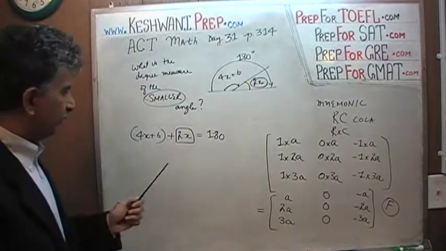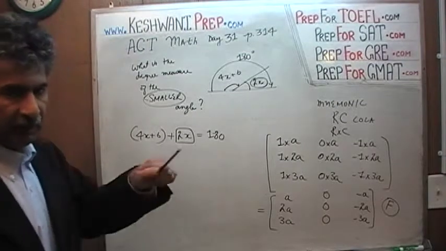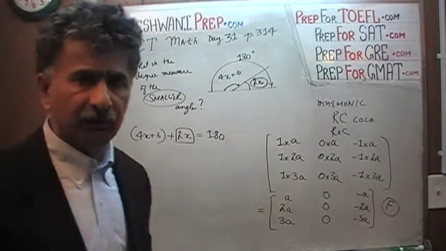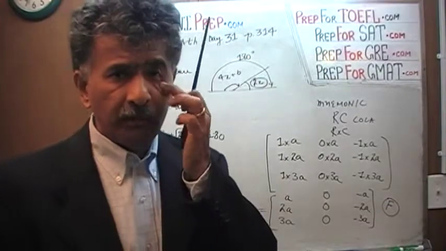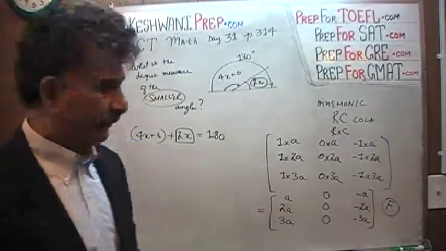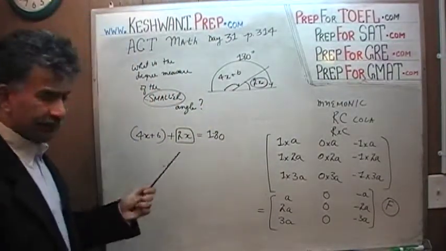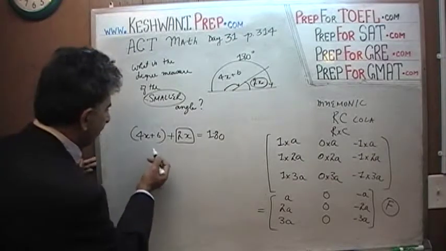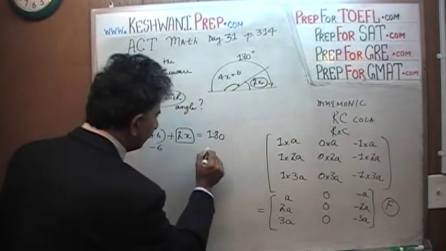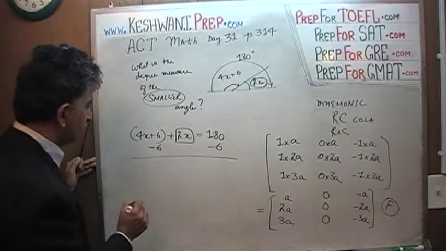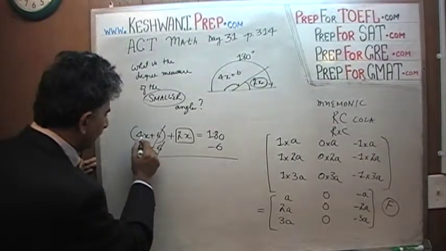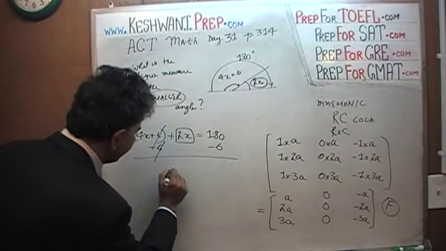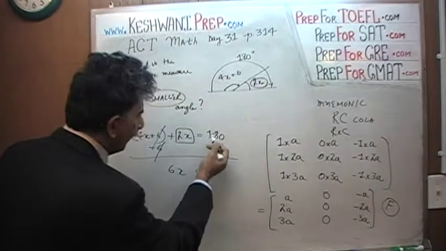So we're not going to waste our time trying to find out the value of x and then multiply it by 2. Why should we find the value of x and then multiply the answer by 2 when we can find the value of 2x directly? This is our unknown quantity. So let's subtract 6 from both sides. So that 6 drops out, and we end up with 4x plus 2x, which is 6x, equals 180 minus 6.